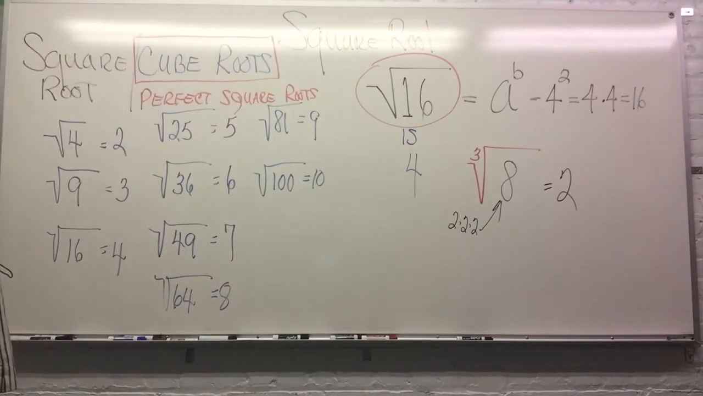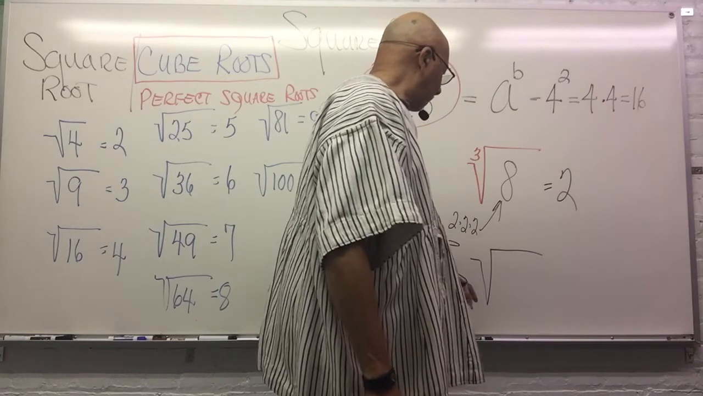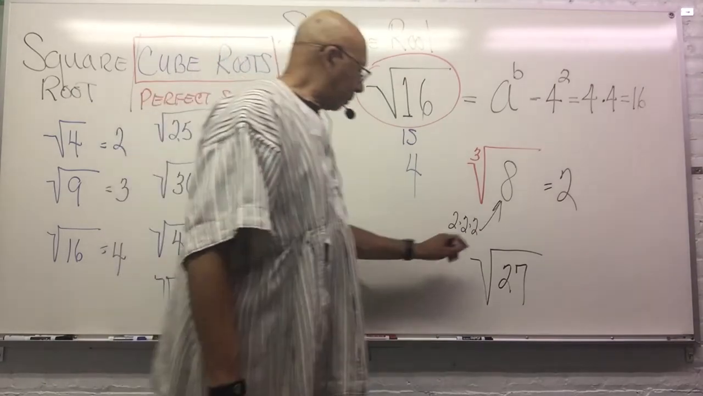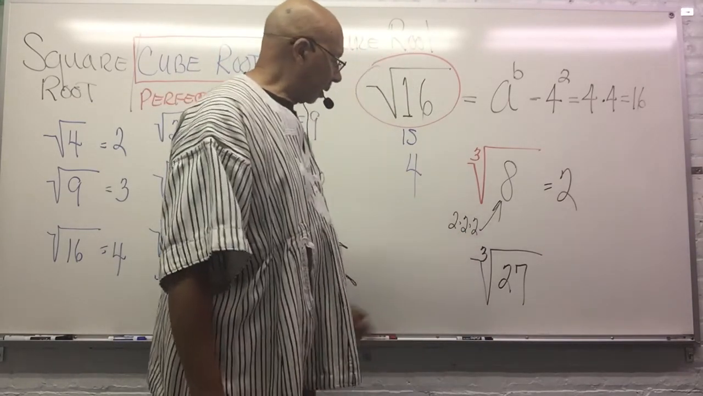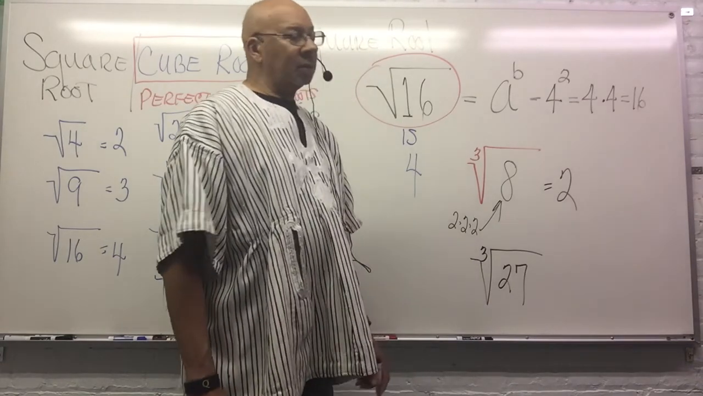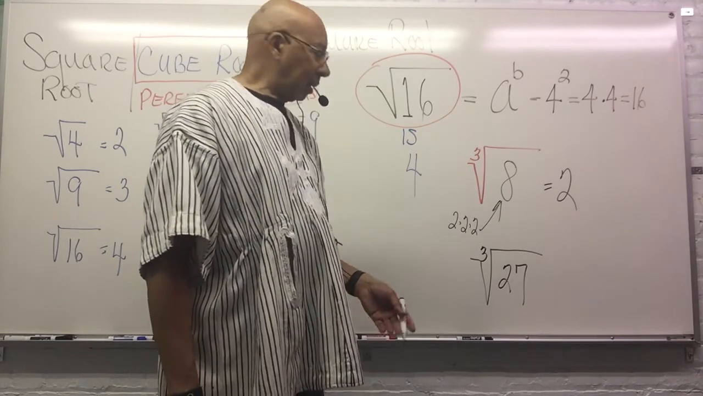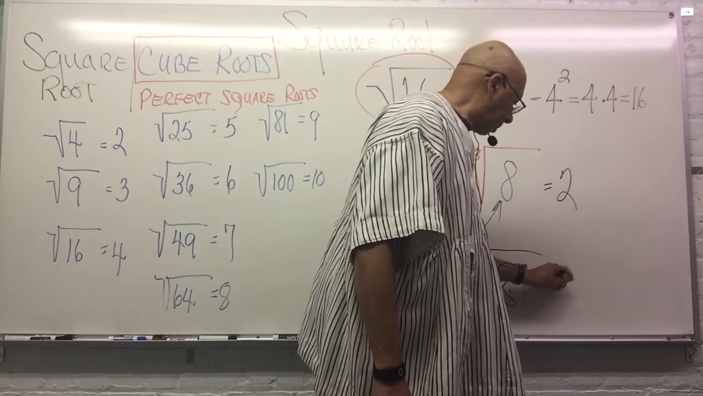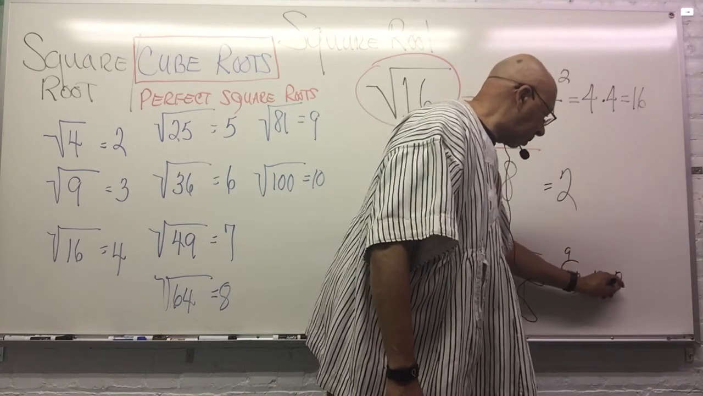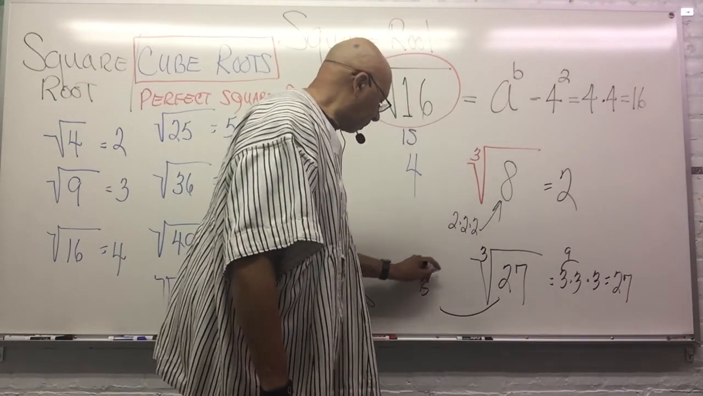So what if I ask you, what is the cube root of 27? I have to put the 3 in to make a cube root. So that means what number times itself 1, 2, 3 times will make 27? You say, well, that's not that hard because 3 times 3 is 9, and 9 times 3 one more time equals 27. So the cube root of 27 is 3.